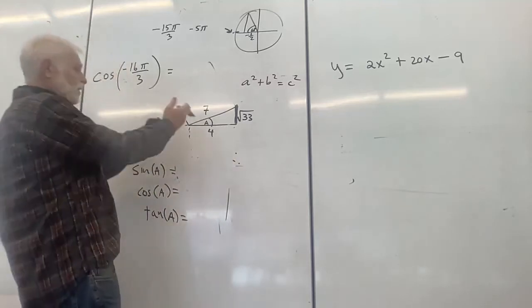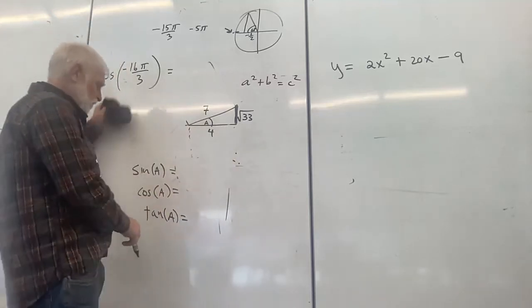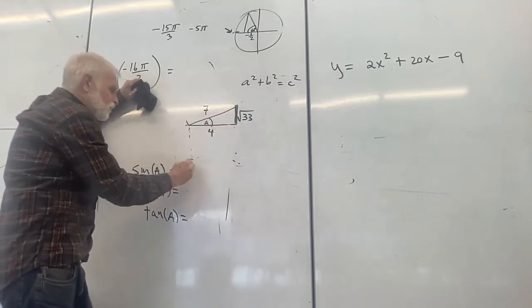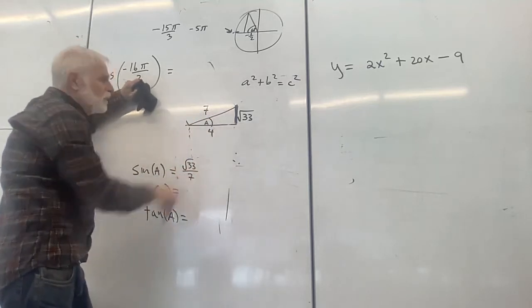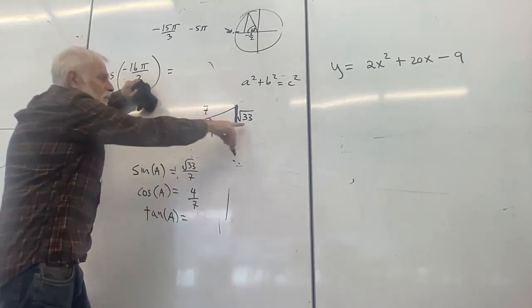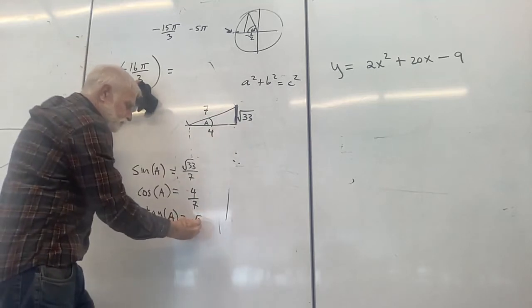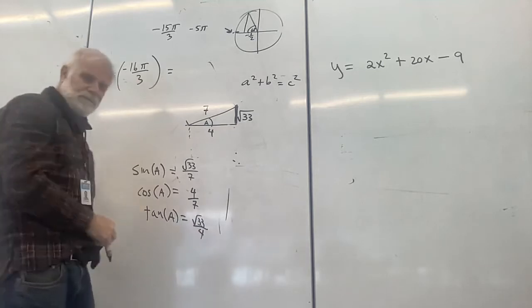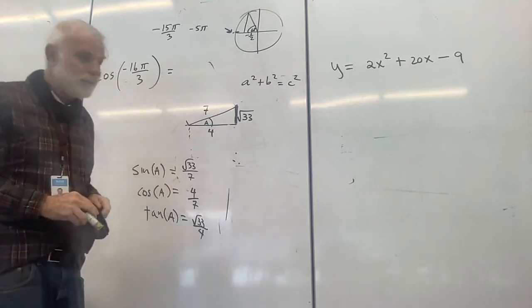It's too bad. But can we quickly then answer sine, cosine, tangent? Yeah, I think so. Sine, root 33 over 7. Cosine, 4 over 7. Tangent, root 33 over 4. That's where we got to get started, kind of understanding what these commands mean. And that's what it meant for you to do.